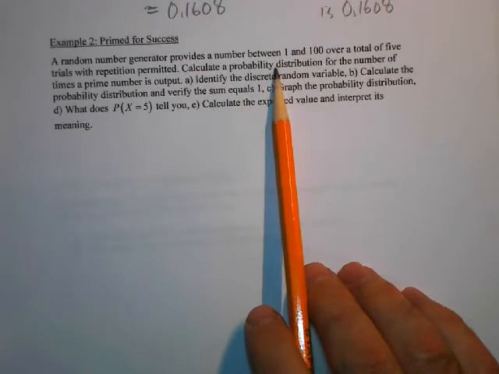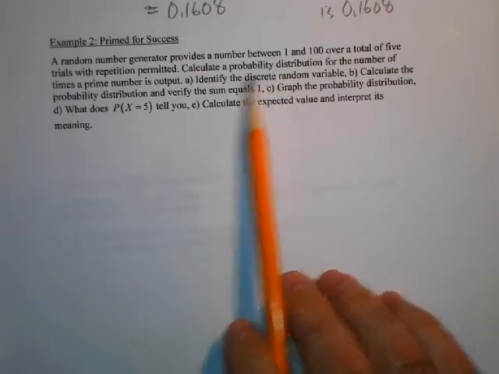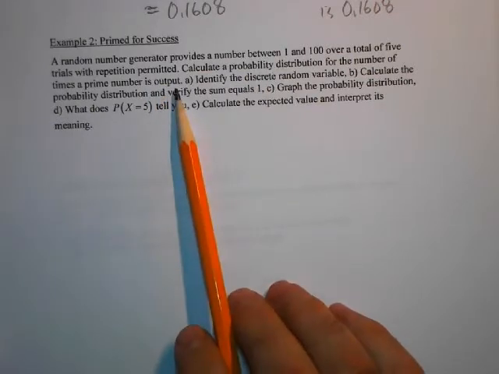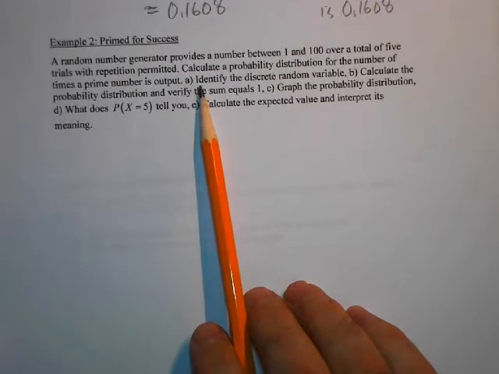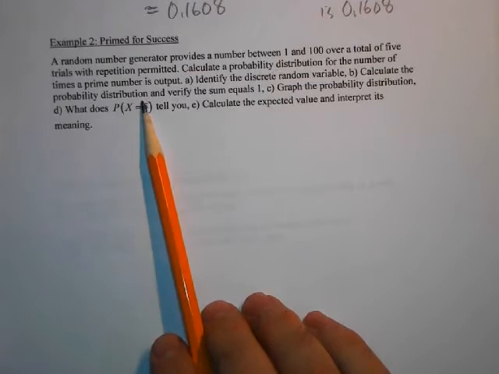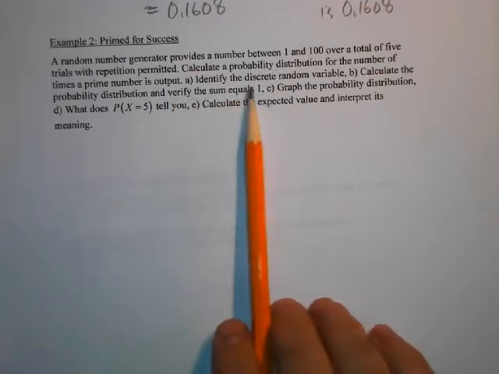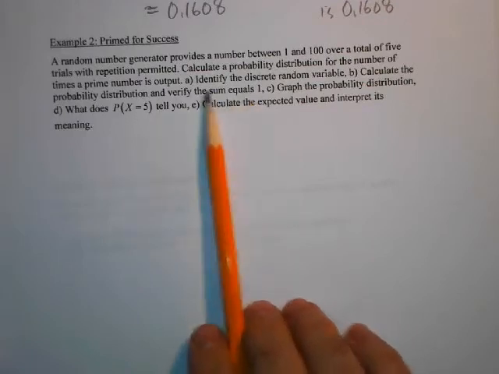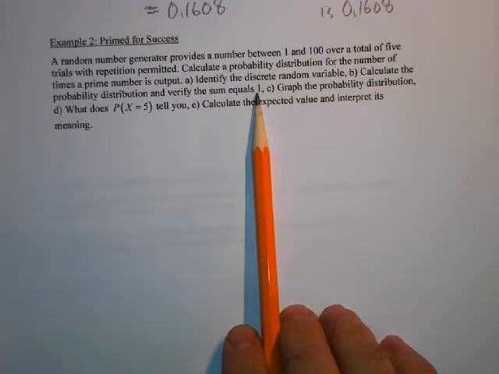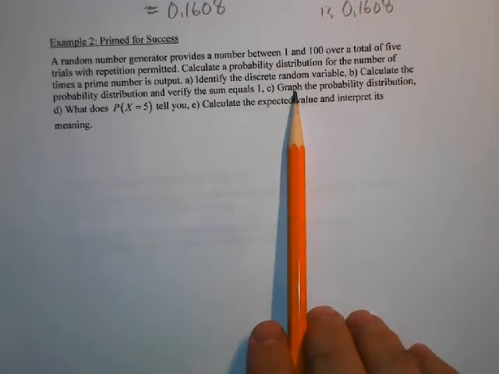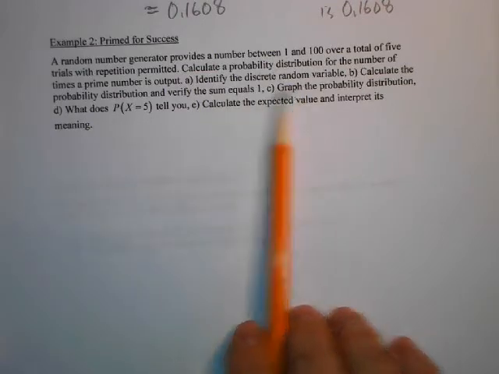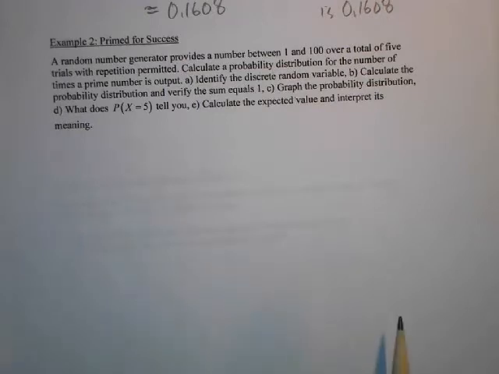Calculate a probability distribution for the number of times a prime number is output. So we're going to have to figure out how many prime numbers there are. Then we're going to identify the discrete random variable and calculate the probability distribution. We'll double check that the sum equals 1, which it should, because we've seen probability distributions: the sum of the probabilities always has to equal 1. Graph the probability distribution. We use that histogram, and then a couple of questions which we'll look at when we get there.